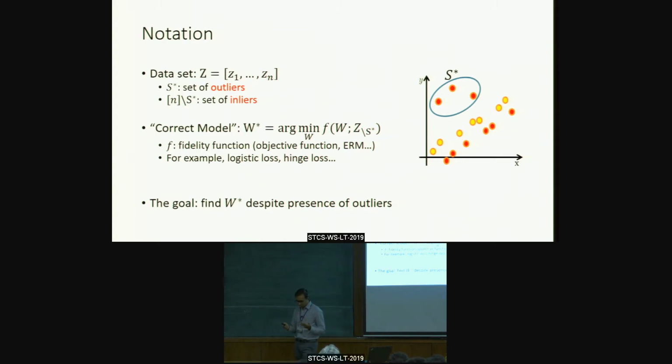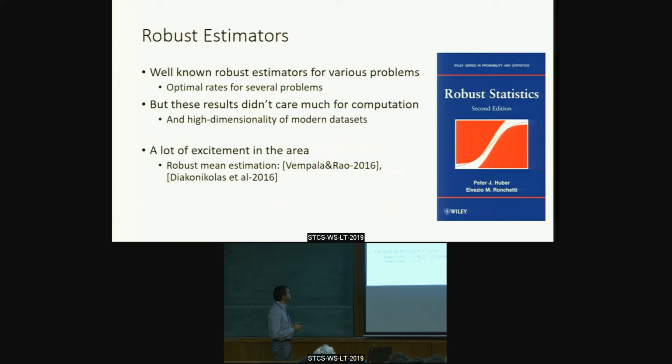Right? So this robust learning problem has been around forever. In the 1980s, there was a lot of work on this in the statistics community. Huber and Rousseeuw and a bunch of very well-known statisticians gave very interesting estimators for this problem. In many cases, their estimators had optimal rate, at least for small dimension. So it seemed like the problem was solved. But in the last 2-3 years, or maybe 5 years, there's been a lot of excitement in the area. So what's the reason? What happened?